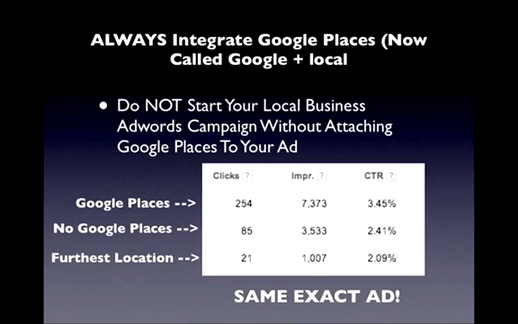You can only have Google Places integrated in your ad within a radius of 20 miles, 50 miles, or up to 100 miles. And again, I recommend you set it to a 50-mile radius to have your ad show only when people within a 50-mile radius search. So look at that huge difference.